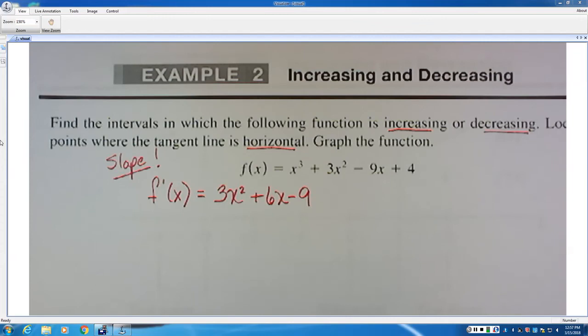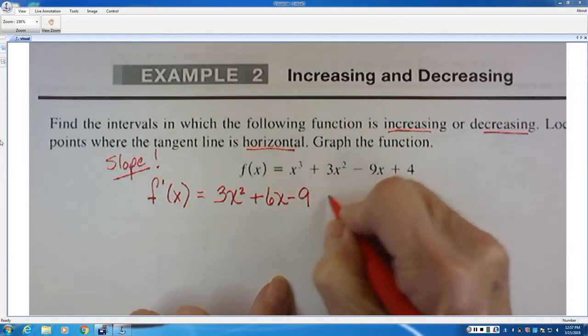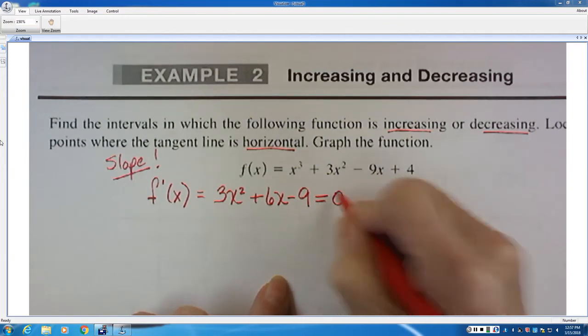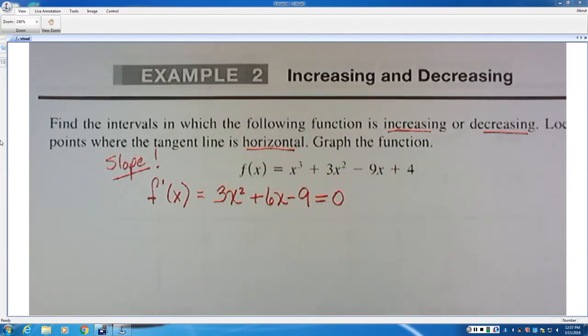Can you set that derivative equal to 0 and solve it? And the answer again should be yes. By some method, you should be able to do that, either by factoring and using the zero product principle, or by using the quadratic formula, and I don't care which one you use.